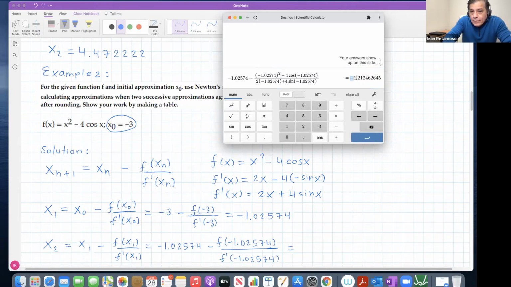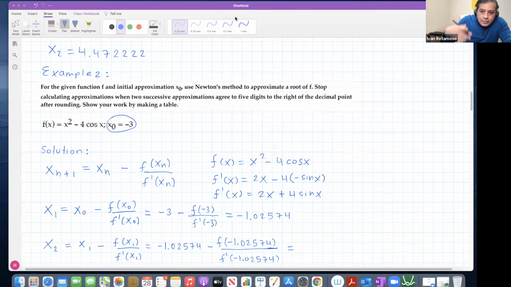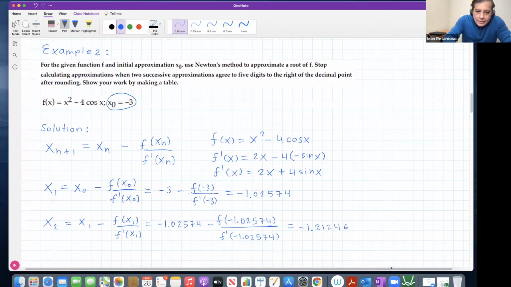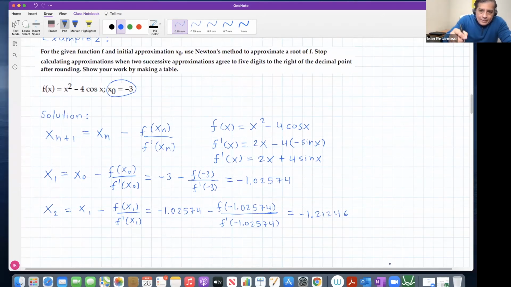They want you to round this to 5 decimal places, so you go up to there. This is what we're gonna write here. Very good. Now don't close this, just put it down for a moment because we're gonna reuse it next. The result of this was negative 1.21246, rounded to 5 decimal places. Great. Now we have to do this again.